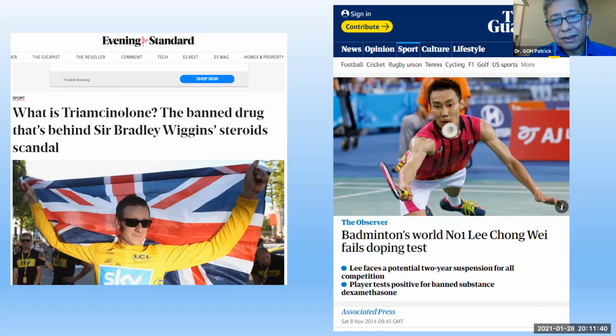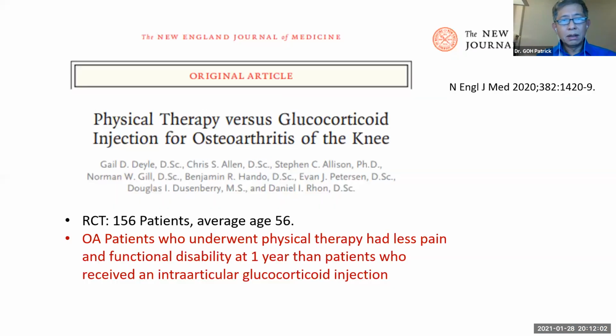The thing about this is that these are banned in the world of sports. And even if they are given intra-articular, meant to be a local injection, they would go into the systemic circulation and they might get picked up. And your athlete, after all this training, might get sanctioned. And it just leads to a lot of problems with doping, all right? So just be mindful of that if you're giving it to an athlete.